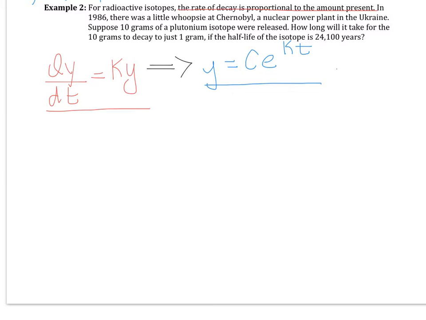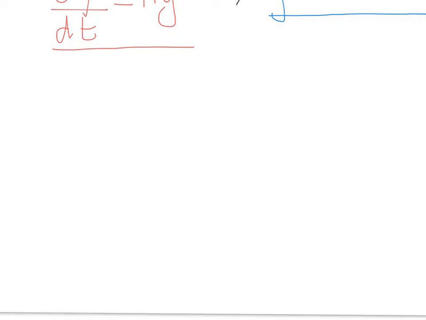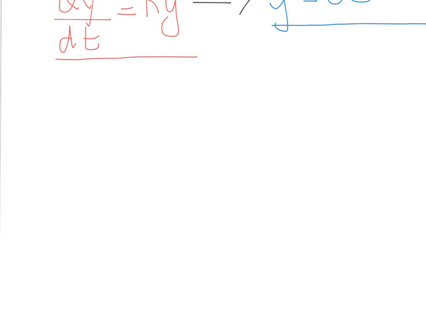And then if you know that much, it becomes a pre-calculus problem. So let's get going. We know that our solution is going to be of the format y equals CE to the KT. Let's see what we can pluck out of here. It says, suppose 10 grams of a plutonium isotope were released. So that just gave us our initial amount. You could plug in that at t equals 0, there were 10 grams, but I'm going to skip that step and just write what we can infer. So we've got that, great.